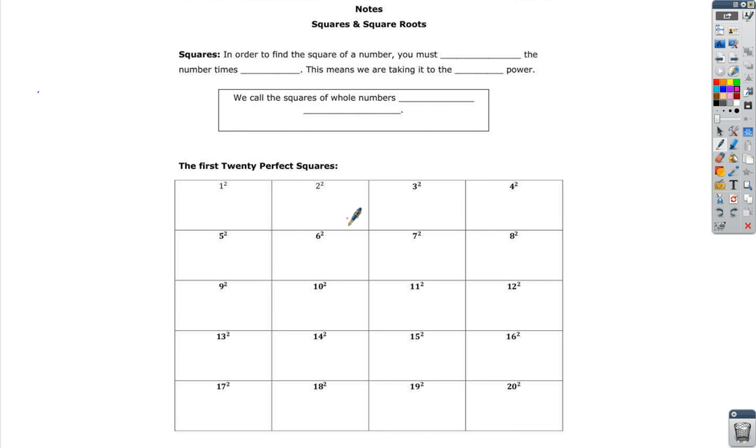So today we're going to be talking about squares and square roots, and we're going to first start with squares. In order to find the square of a number, you must multiply the number times itself. This means that you are taking it to the second power, and that's just saying the exponent. So let's say we have 2 squared. This will be the second power, or the exponent.